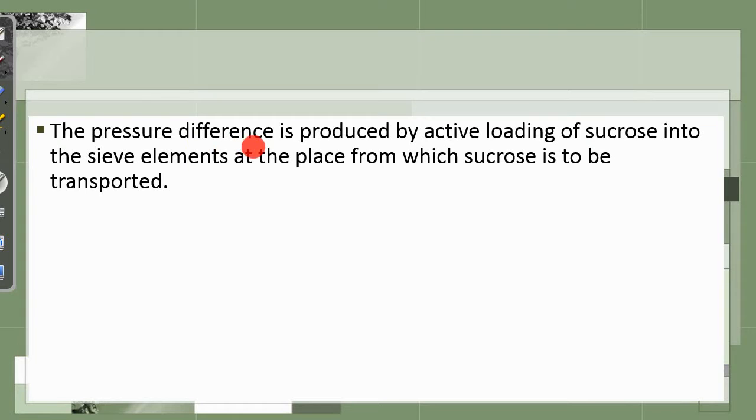The pressure difference is produced by active loading of sucrose into the sieve element at the place from which sucrose is to be transferred. It's a key terminology: active loading of sucrose. That's the first step towards translocation. To build up the pressure difference, active loading is required, and with that pressure difference, the mass flow of sucrose will take place, which was proposed by Munch. So the first step is active loading of sucrose into the sieve element.